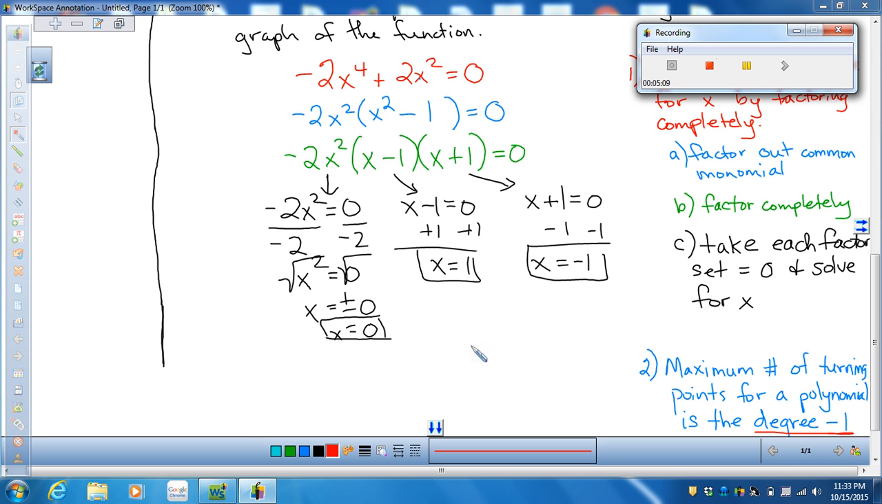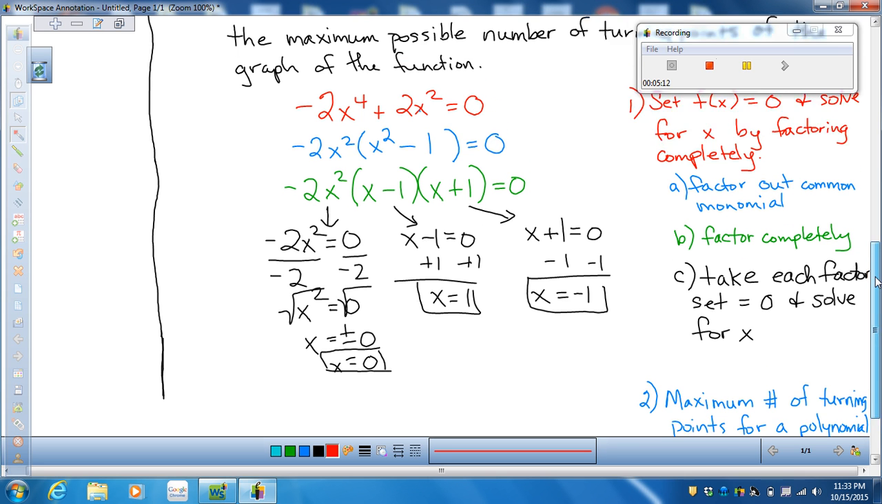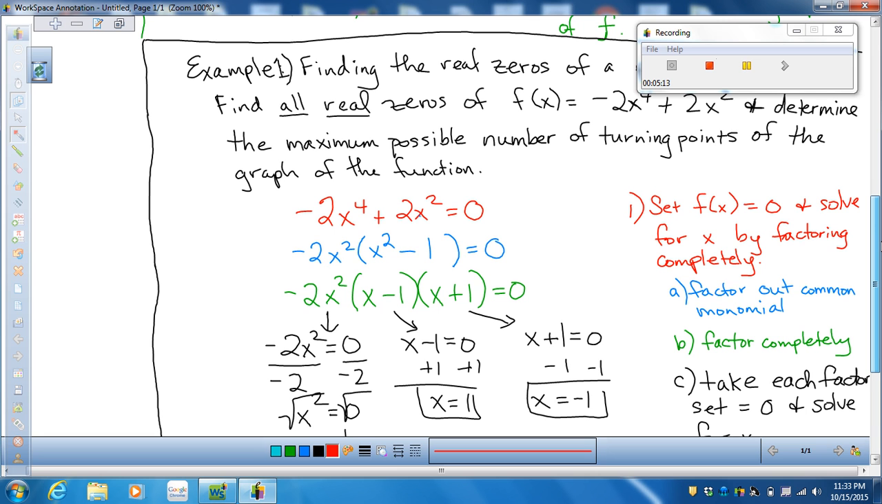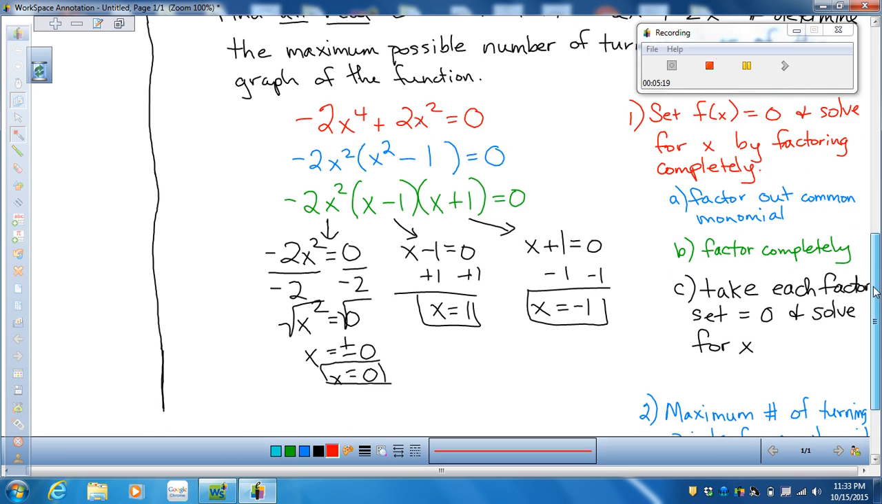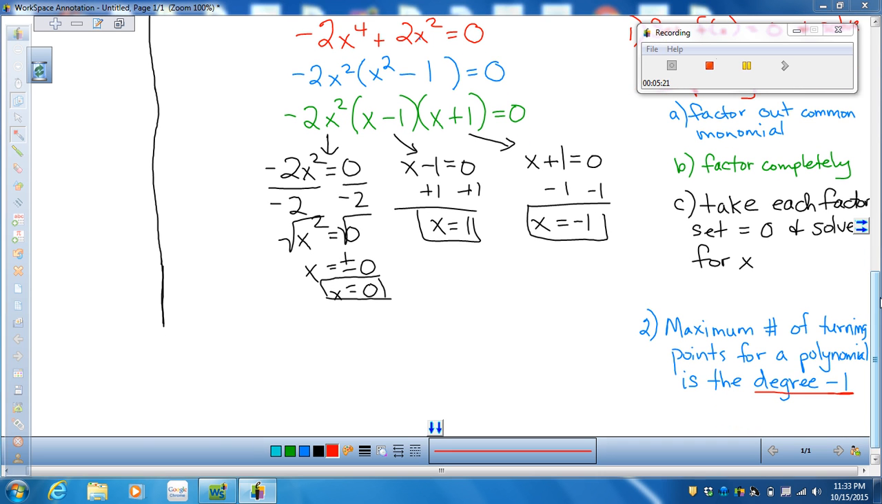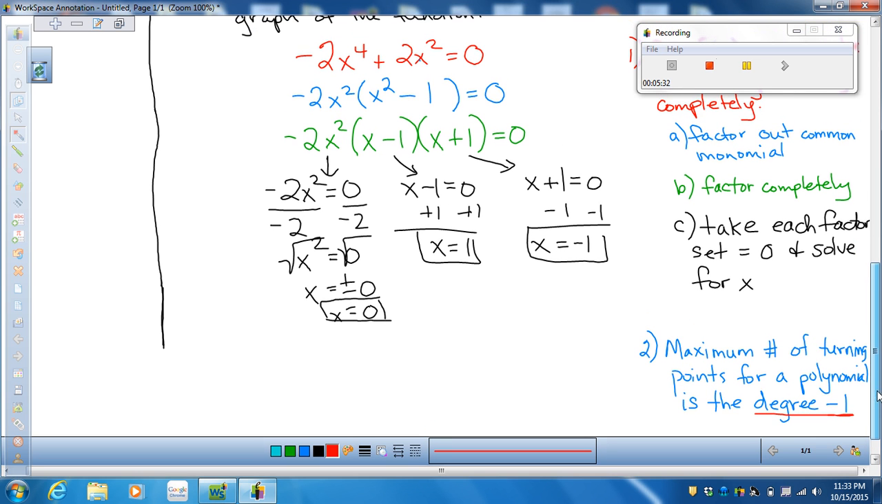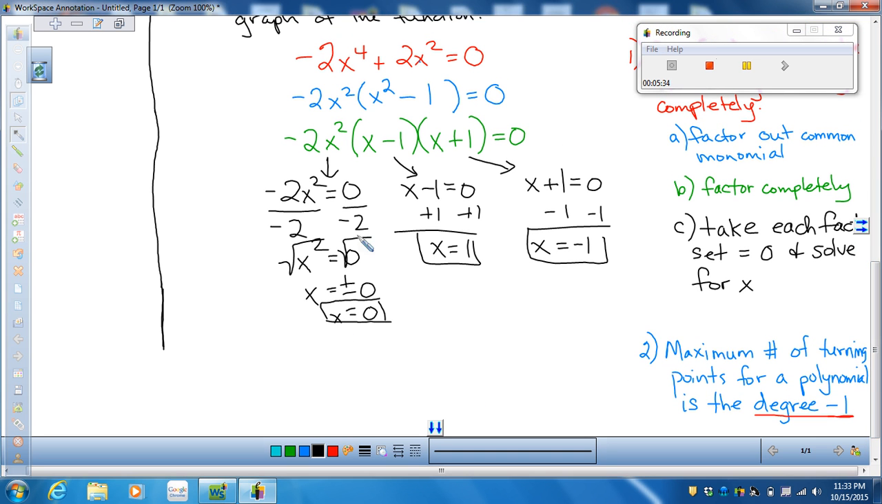Alright, now we're ready for the second part of the problem, which asked us to determine the maximum possible number of turning points for the graph of the function. In order to determine the maximum number of turning points for a polynomial, you're going to take the degree of the polynomial and subtract 1. So the degree of this polynomial, we had negative 2x to the fourth, so the degree is 4.